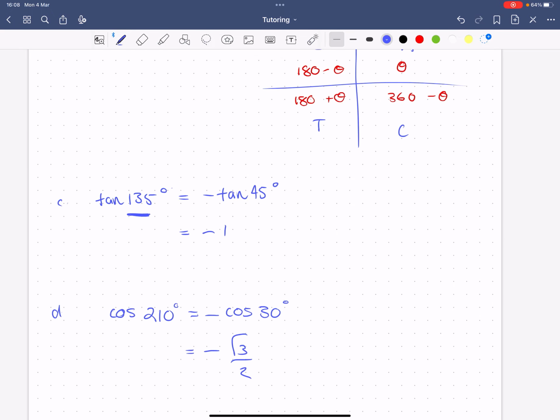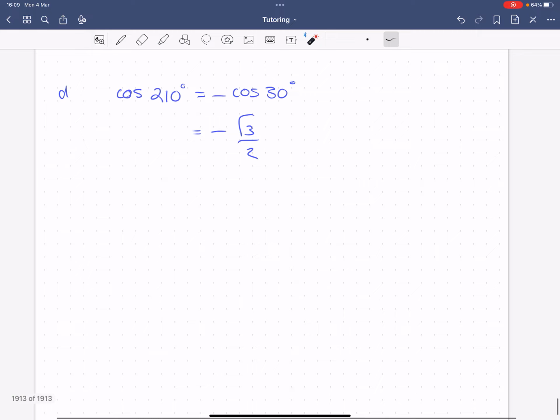Now again, if you type in cos of 210 into your calculator, it's going to give you minus 0.866 and so on. There's no way of you knowing that's root 3 on 2, and at this level of maths, it's not good enough to write 0.866. We need to write root 3 on 2, especially if it asks for exact values.